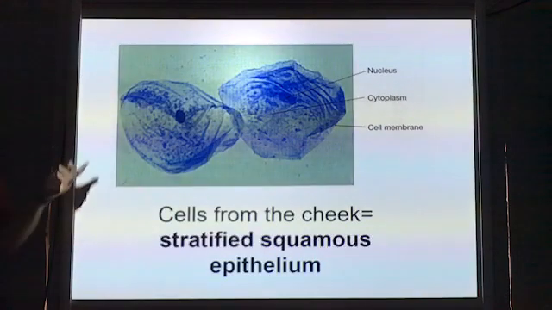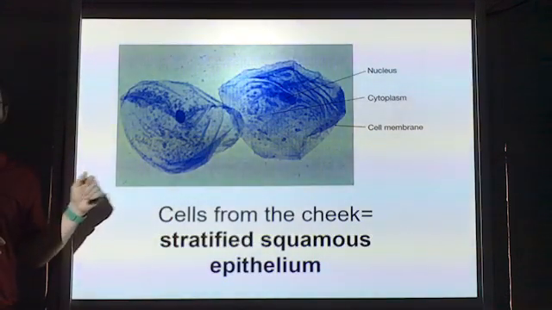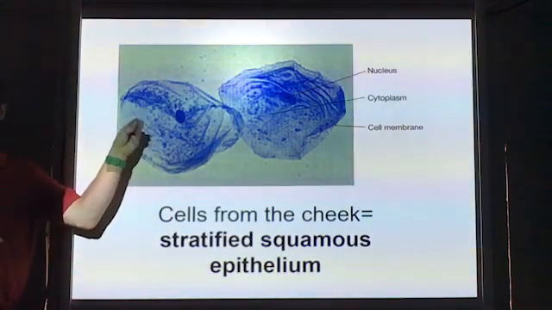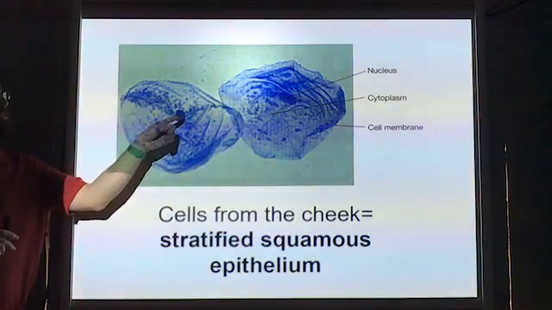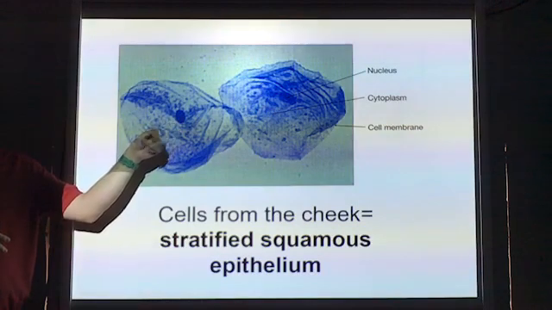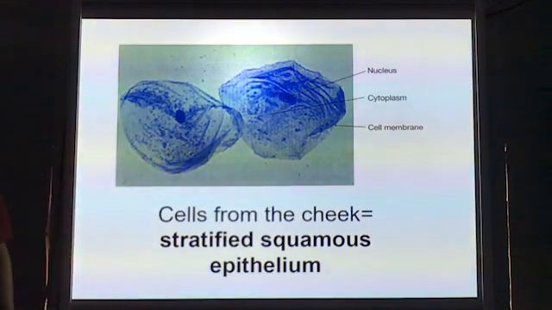This is what your cheek cells look like under a microscope. Notice they look like a little scale that you might see on a fish. They're very flat. This is the nuclei, all right? So the middle part, hopefully you remember from biology, the nuclei is where the DNA is found in the cells. So your cheek is a great example of stratified squamous.